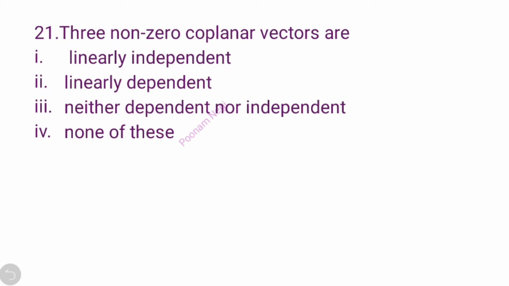Our first question is: three non-zero coplanar vectors are linearly independent, linearly dependent, neither dependent nor independent, or none of these. The correct answer for this question is that these vectors are linearly independent. The coplanarity of three vectors is defined when their scalar product is 0. That's why you can easily check that these vectors are linearly independent.